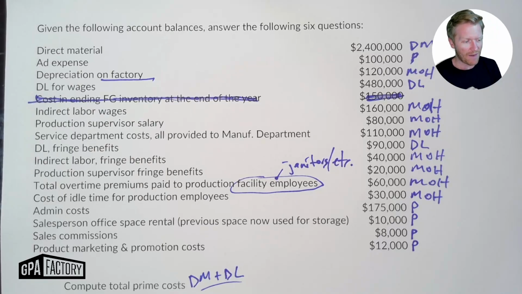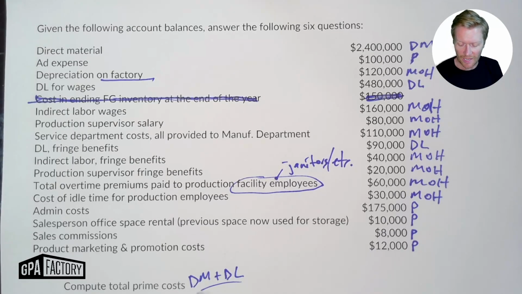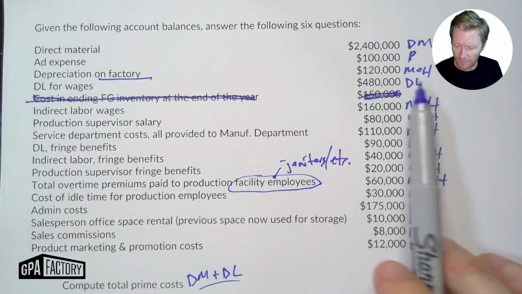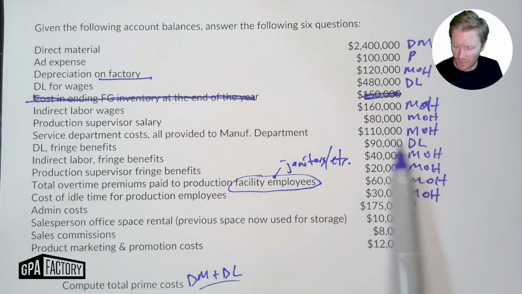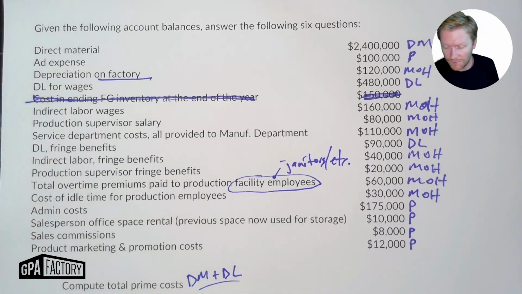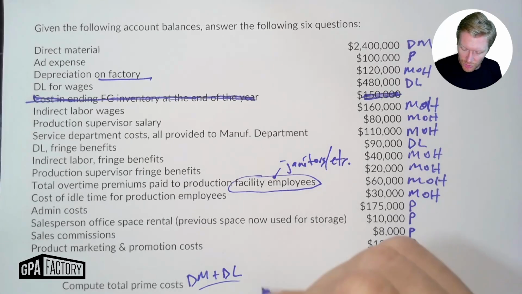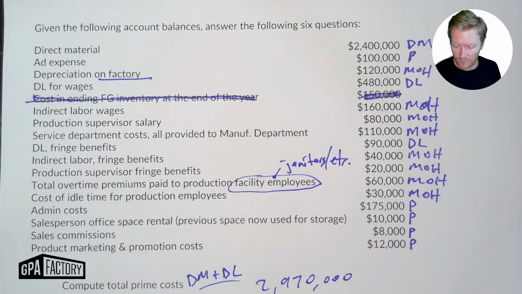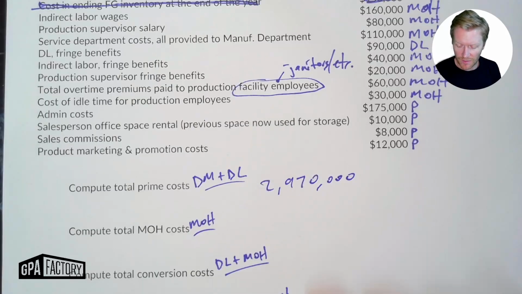So now that everything is labeled, we've done the hard part. The easy part is then adding it up correctly. So direct materials plus direct labor: 2.4 million plus 480,000 plus 90,000. We get 2.97 million. Okay, MOH. That's our next item.